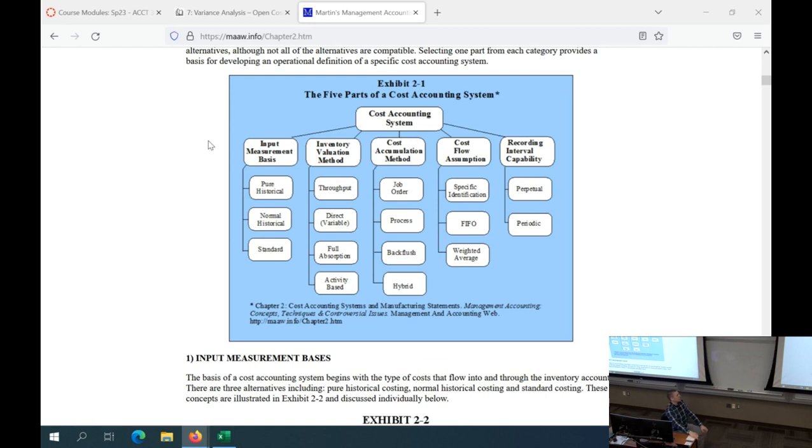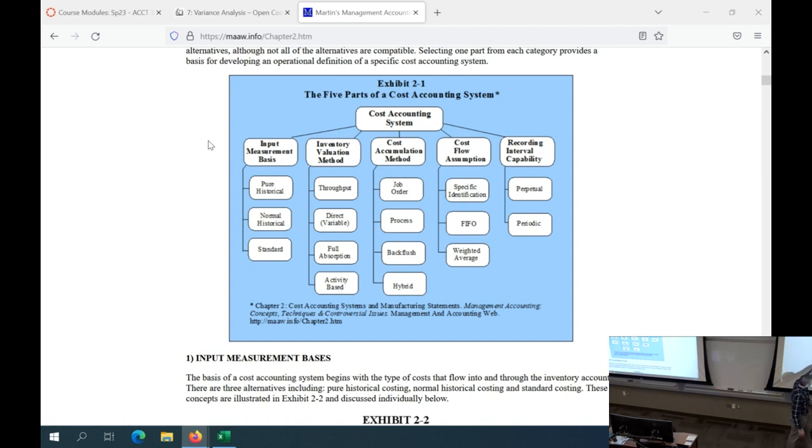So, maaw.info is in some ways some of the inspiration for the open cost accounting website. So send your hate mail to Professor Martin. He's an emeritus professor, which means he won't care. He'll get your email and be like, I'm not being paid to care about students, much less his students, not mine. He might. Nice person when I've communicated with him.